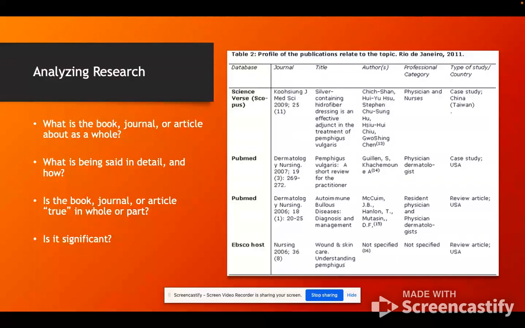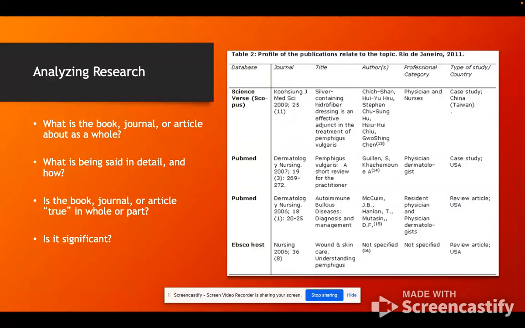So as we are completing our research, we're also going to be analyzing our research and looking at different research articles and studies that have been completed. We're going to look at what the book, journal, or article is about as a whole. If we're looking at this particular article based on this research, what's the theme? How is it developed? What particularly is being said in detail? What are the author's main ideas? What are their arguments? Looking at the abstract, the conclusion, and the overall thoughts of that article.